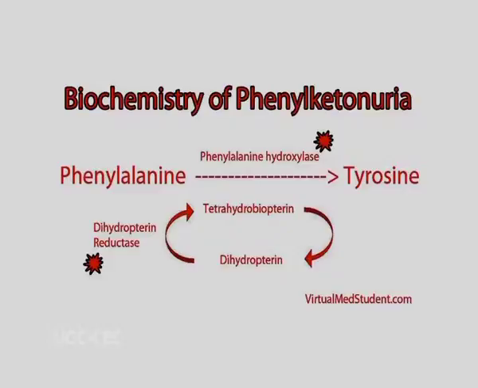So, he or she is unable to convert the amino acid phenylalanine to tyrosine, which is an essential building block of dietary proteins. As a result, individuals with PKU accumulate high levels of phenylalanine in the urine and blood, and this build-up eventually causes mental retardation and behavioral abnormalities.